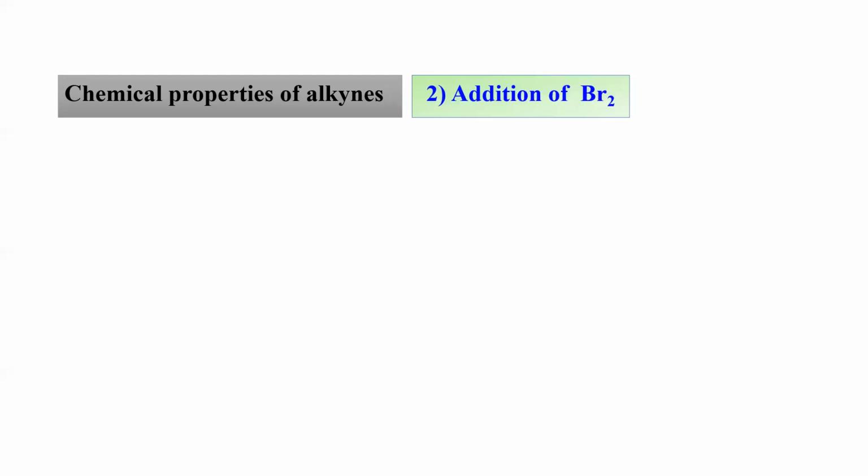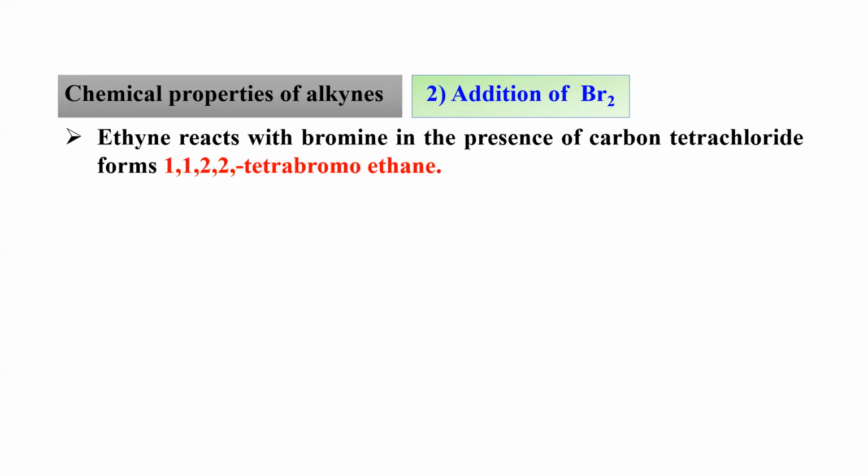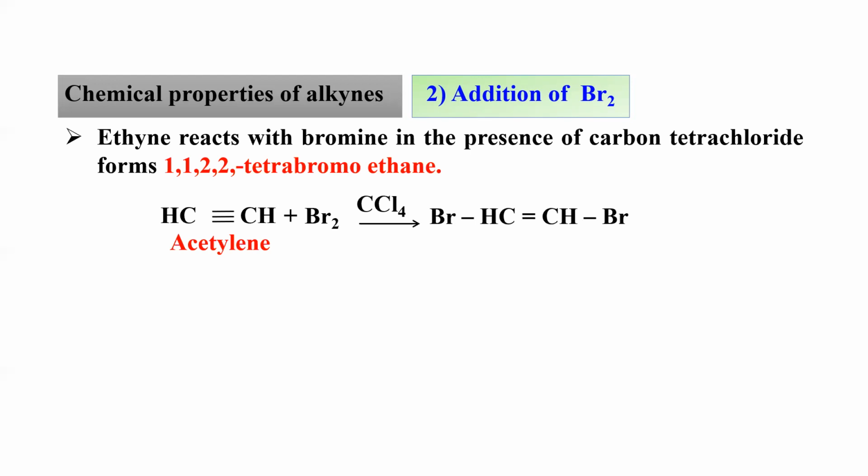The second one is addition of halogens. We called it halogenation there under alkenes. So ethine reacts with bromine in the presence of carbon tetrachloride to form 1,1,2,2-tetrabromoethane. So the reaction is pretty similar. Acetylene reacts with bromine, where the bromines will get attached to the adjacent carbon atoms. Clear? They don't get attached to the same carbon, they get attached to the adjacent carbon atoms.